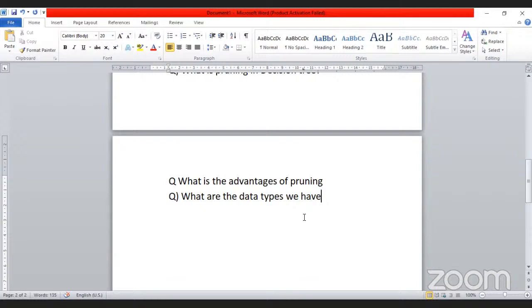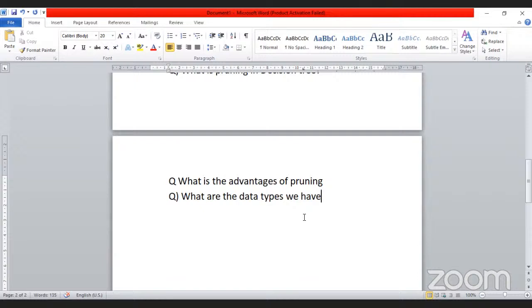Continuous and discrete are the data types of numeric data. And again, we have categorical data. In that also, we have 2 data types, nominal and ordinal. Nominal data means the labels, for example, male, female, yes, no, Coca-Cola, Pepsi, some brand names. This is nominal data.